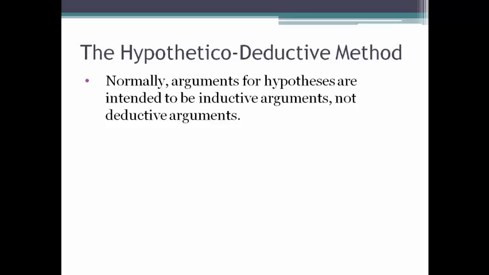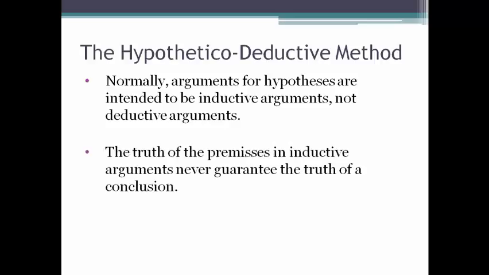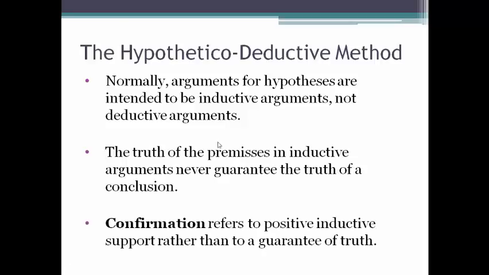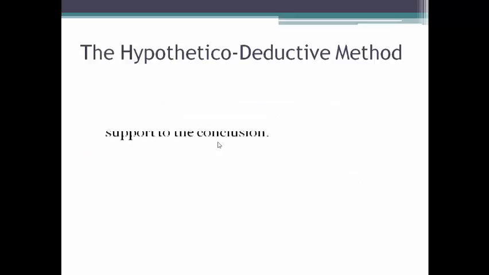Normally, arguments for hypotheses are intended to be inductive arguments, not deductive arguments. The truth of the premises in inductive arguments never guarantees the truth of the conclusion. So it's not as if Venus showing phases deductively proved that the Copernican heliocentric model is correct, but it did confirm it. It did provide support for the view. Confirmation refers to positive inductive support rather than to a guarantee of truth.